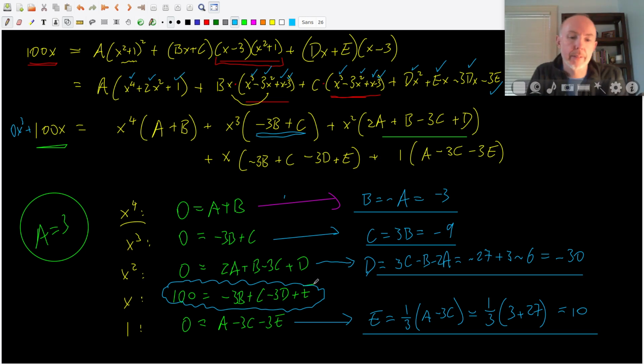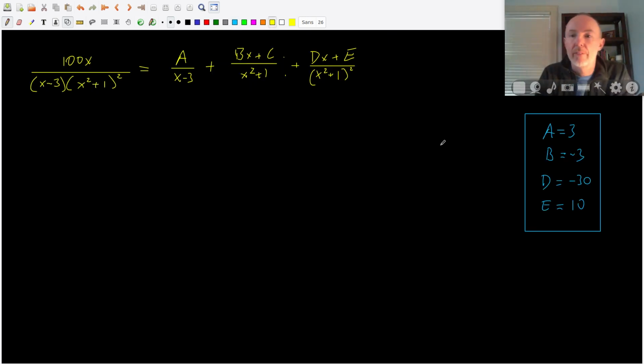Let's put all of this together. Okay, so we found all the constants. Here they are. I just put them in a table. This is the expression we started with.